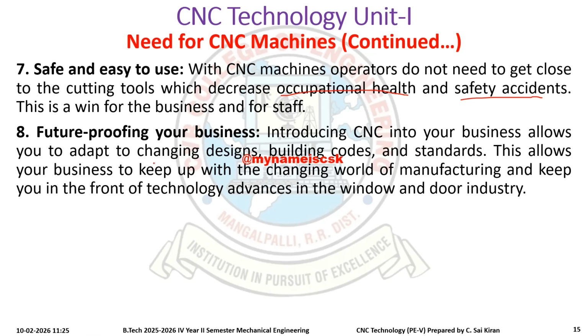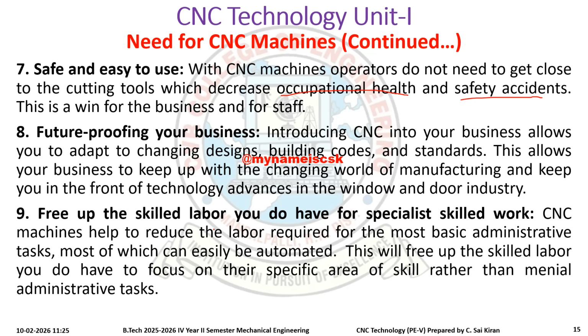And next, future proofing your business. Introducing CNC to a business allows for changes in designs, building codes and standards. We maintain standards and codes, and we keep changing the designs. So the business will keep up with the changing world of manufacturing and stay up to date with the latest technology. Whatever we need to manufacture, we can manufacture with this. If you buy a manual lathe machine or any manual milling machine, then you are not future proofing your business. Next, free up the skilled labor you have for specialist skill work.